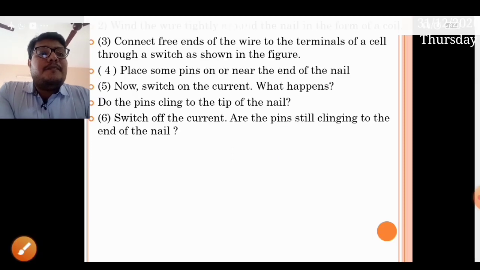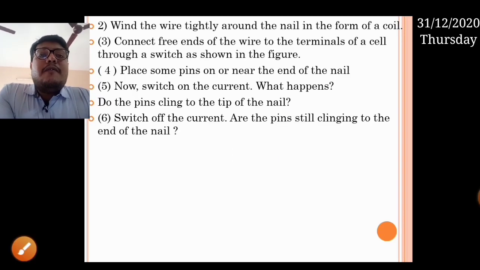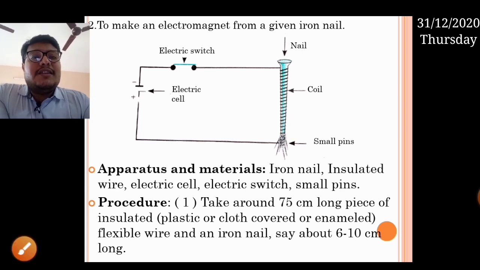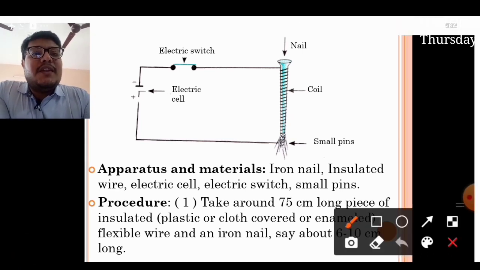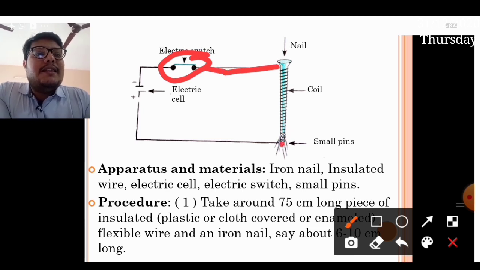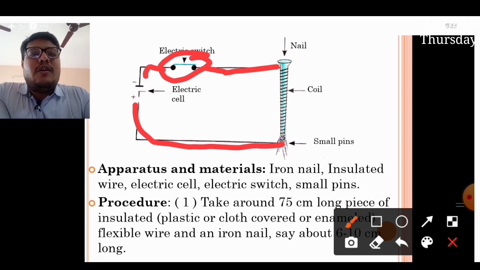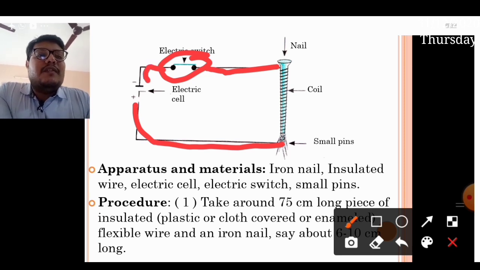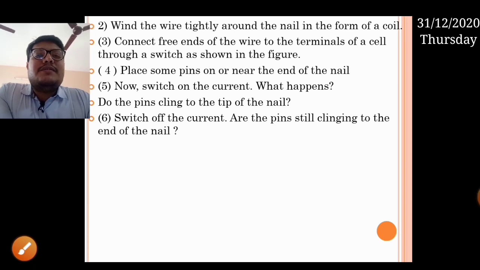Okay, now connect the free ends of the wire to the terminals of a cell through a switch. Using switch, we need to connect these terminals. Now here in the figure you can see, this is your switch, this is open end which is connected here in the switch, and this side it is connected in the cell or a battery, and this wire also connects in the battery, right? Okay, now see the next point.